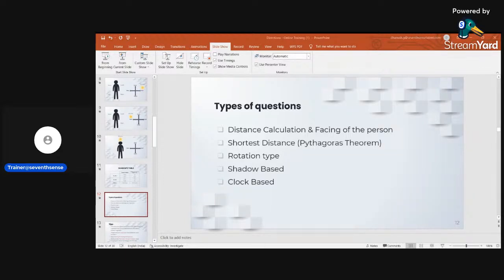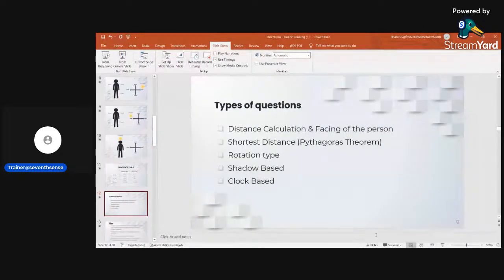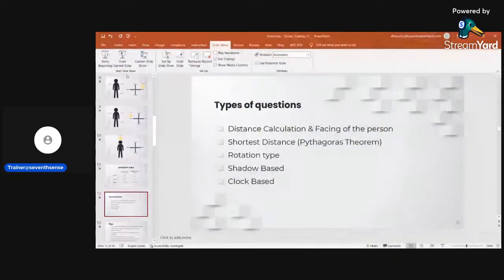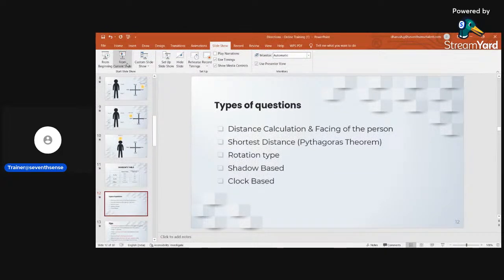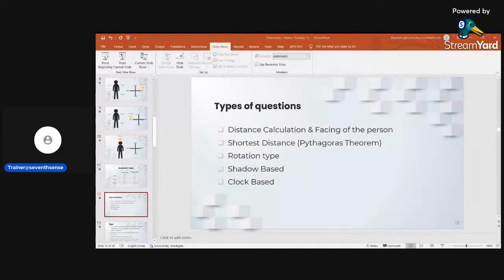Okay, so let's see this. So we have distance calculation and facing of the person types of problems, and we also have shortest distance by using Pythagoras theorem, and we have rotational type of problems and shadow based problems and clock based problems, right? So we have some tips.